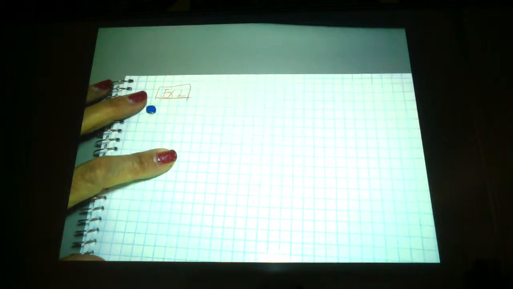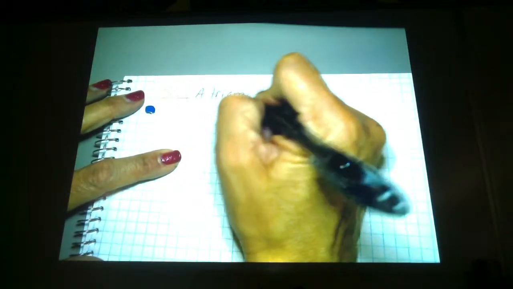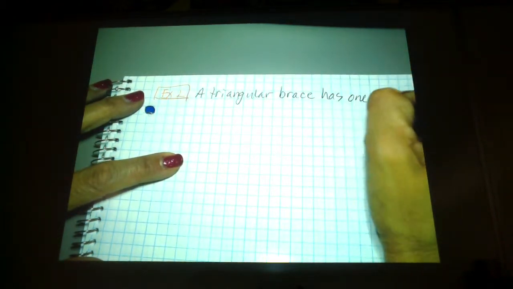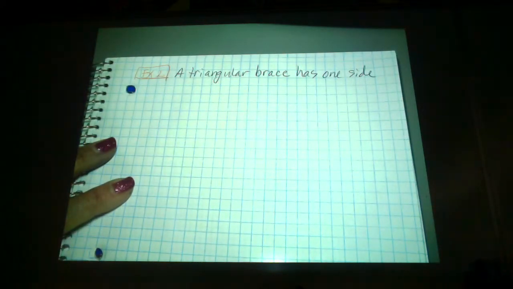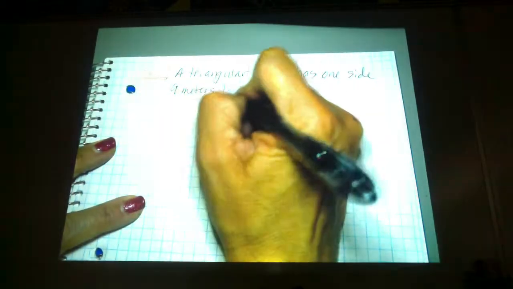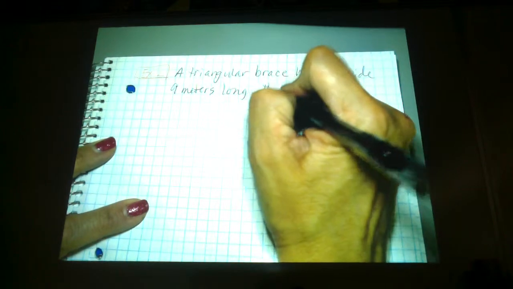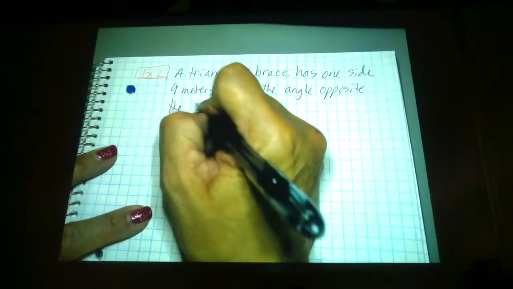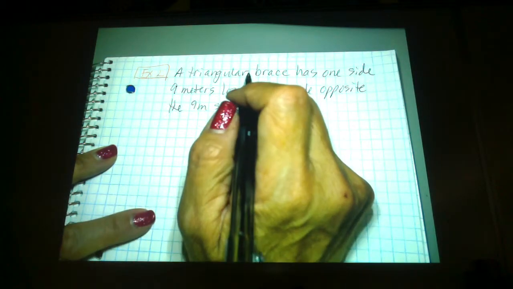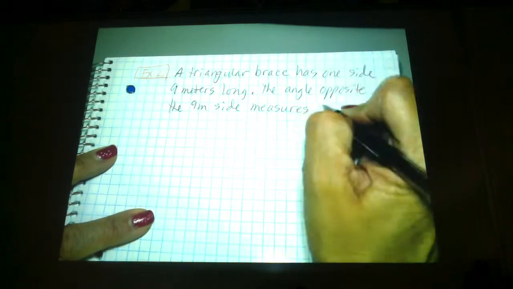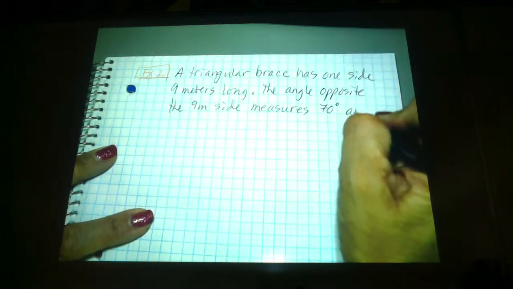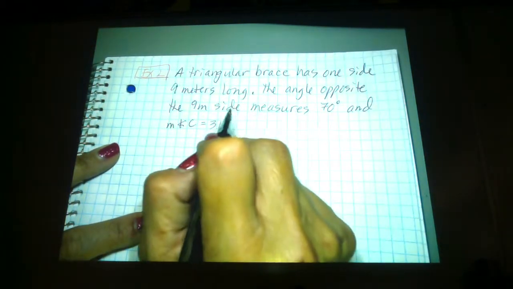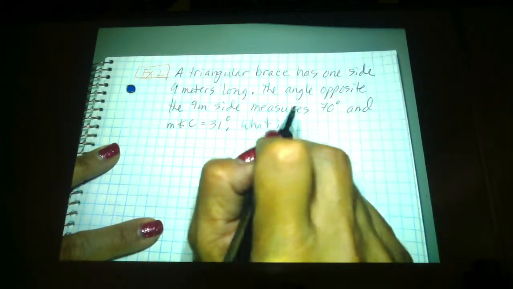So for example 2, you have a triangular brace, has one side, 9 meters long, the angle opposite the 9-meter side measures 70 degrees and the measure of angle C is equal to 31 degrees. What is the height of the brace?